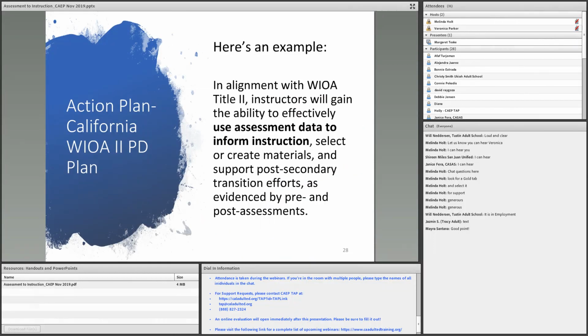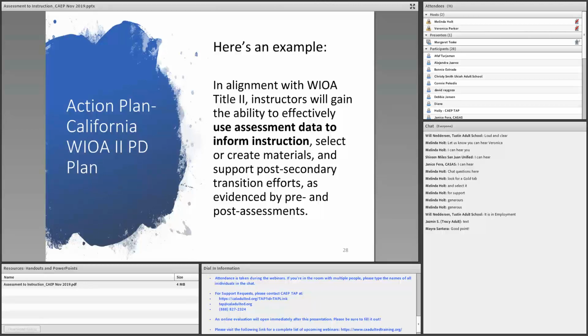Once you have an idea of your problem area that you want to work on, you might want to put it together into the PD plan. I know that was due recently, so it's probably fresh in your mind if you're doing WIOA 2. And you can do a PD plan whether you're doing WIOA 2 or not. PD plan is a professional development plan.